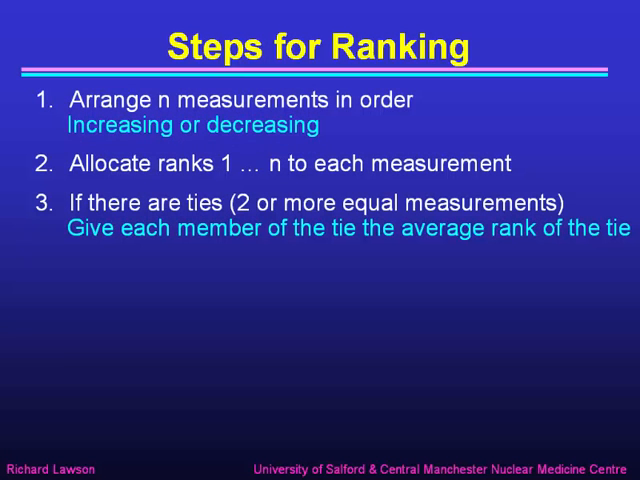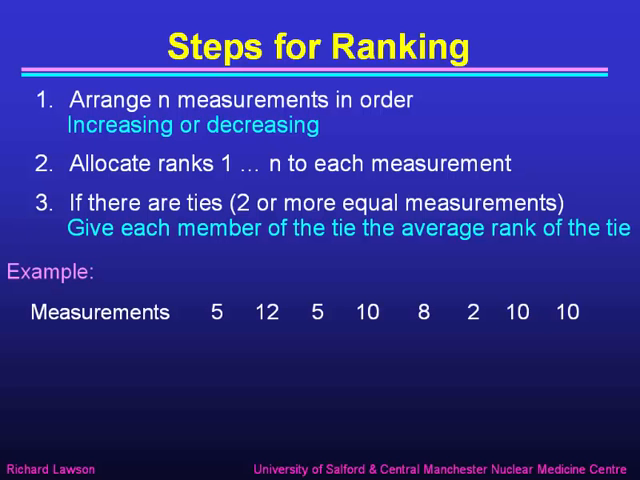In order to rank things, this is what we have to go through. First of all, we take the n measurements in order, doesn't matter whether that's increasing or decreasing, and then we allocate ranks 1 to n for each measurement. So they're numbered in increasing or decreasing order, 1, 2, 3, 4, etc. Then we have to look out for ties, where there are two or more measurements that are equal. If that happens, we give each member of the tie the average rank of the tie, and I'll show you how we deal with that.